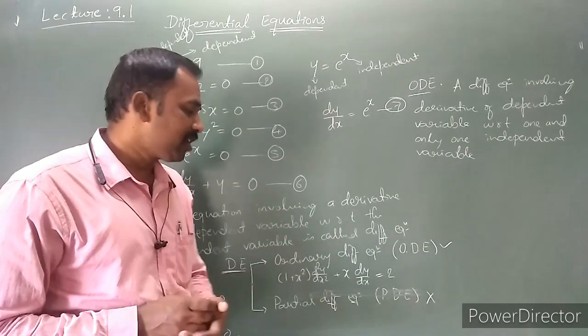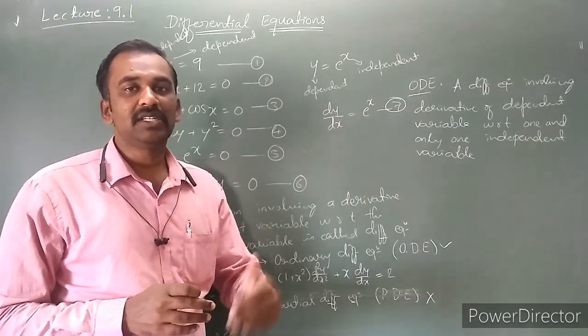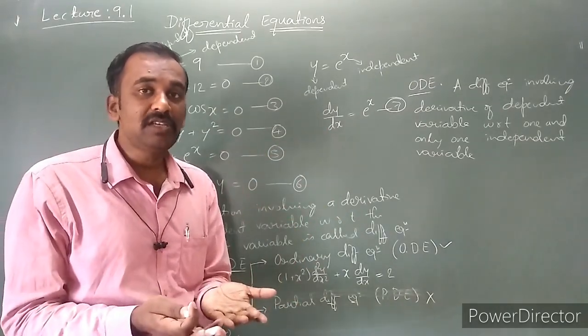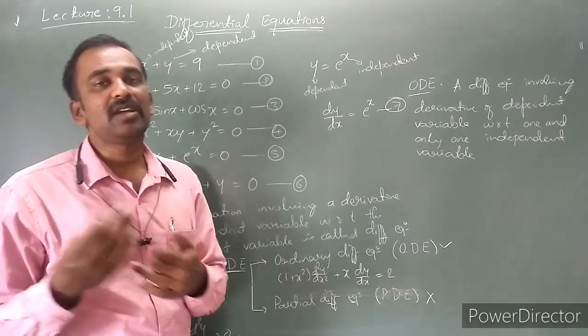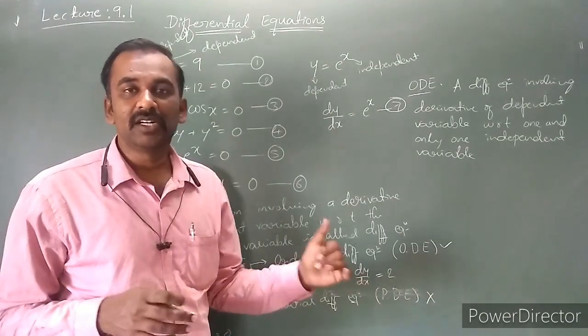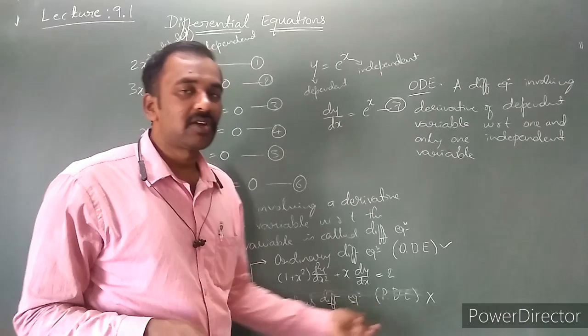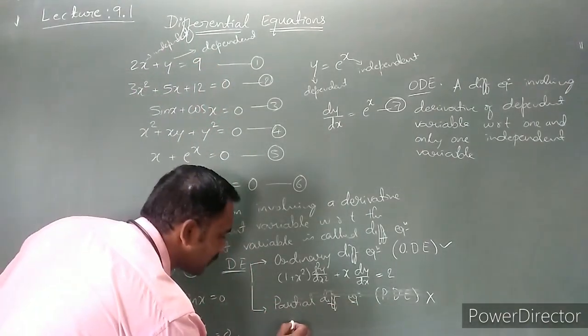Next, the partial differential equation. What is the partial differential equation? An equation involving the derivative of the dependent variable with respect to more than one independent variable. This is said to be a partial differential equation. Actually, these things you are going to study at the degree level. Particularly, if you want one example, you can take this.